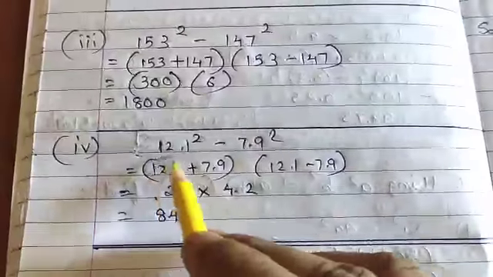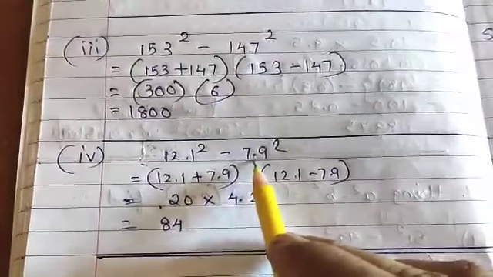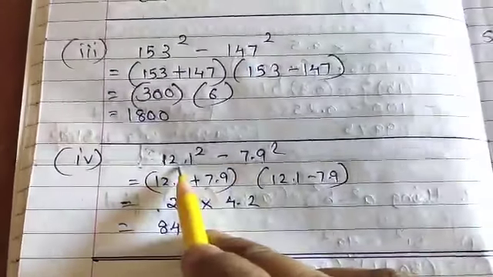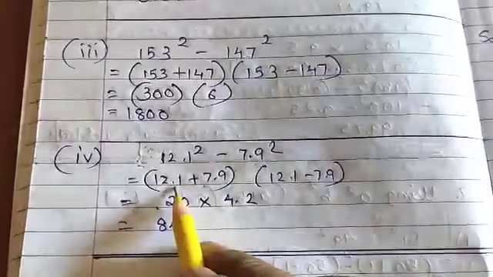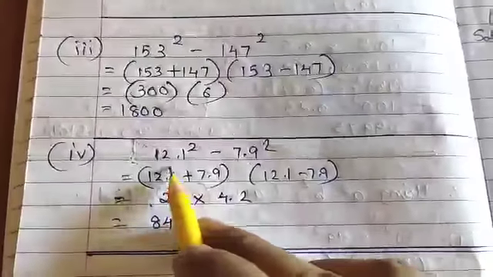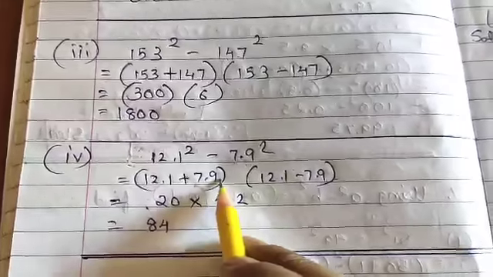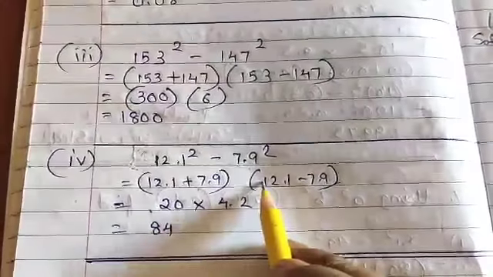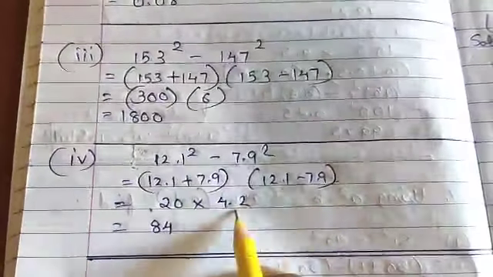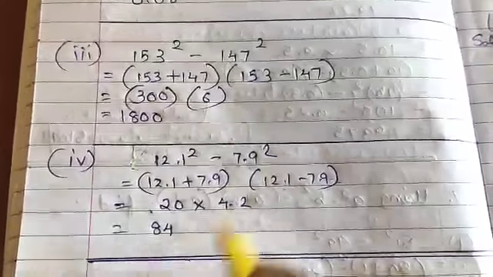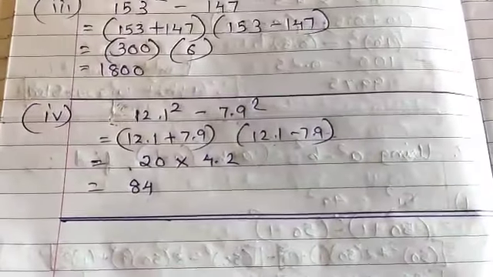Now the next one is 12.1 square minus 7.9 square. So that is a square and b square, that is a plus b, a minus b. When you add 12.1 plus 7.9, you will get 20, and when you subtract 7.9 from 12.1, you will get 4.2. When you multiply, you will get 84.